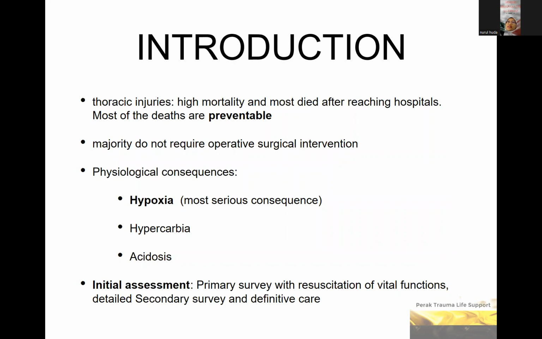So, introduction. Thoracic injuries are usually associated with high mortality and most die after reaching the hospital. Most of the deaths are preventable and the majority will not require any operative surgical intervention. The physiological consequences resulting from thoracic trauma are hypoxia, which is the most serious consequence, hypocarbia, and also acidosis. So we have to perform an initial assessment by doing primary survey with resuscitation of the vital functions, followed by detailed secondary survey and definitive care.